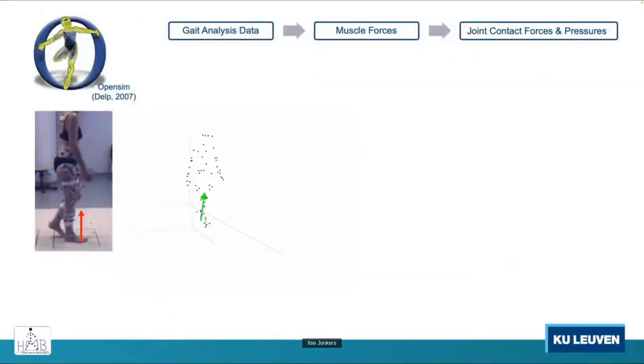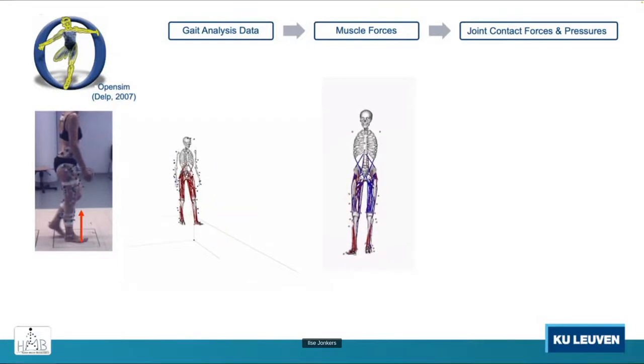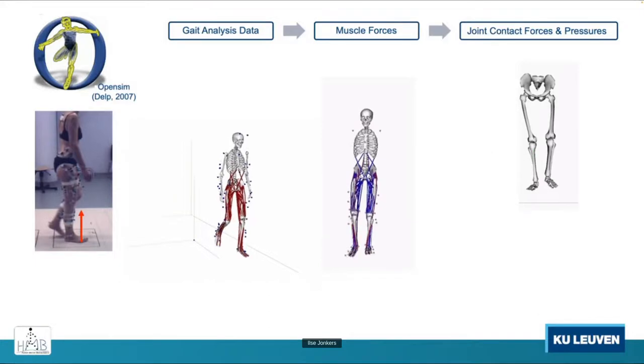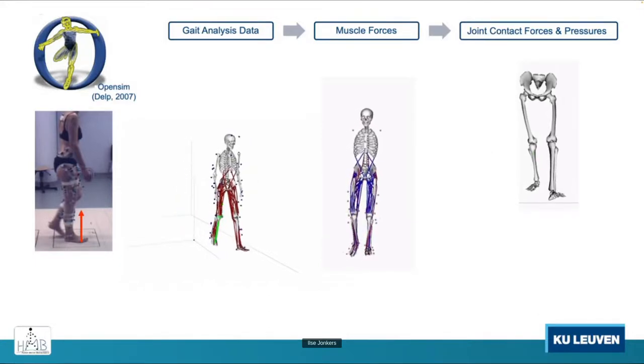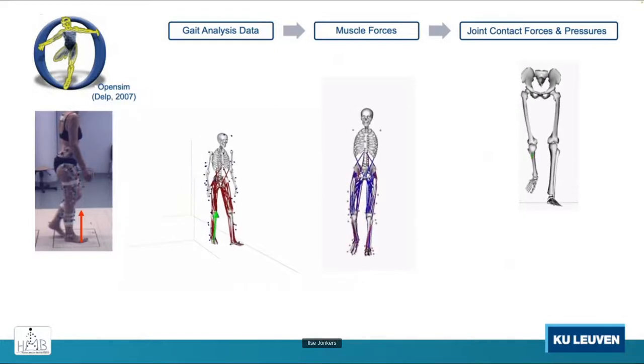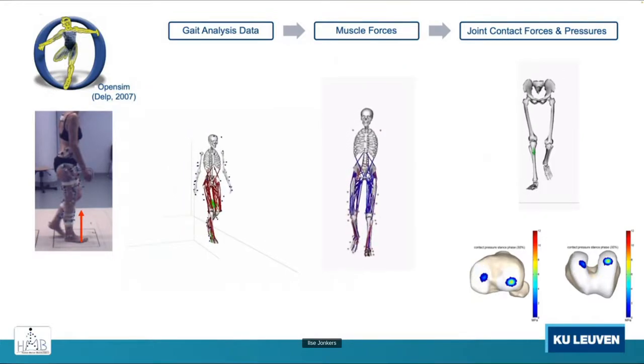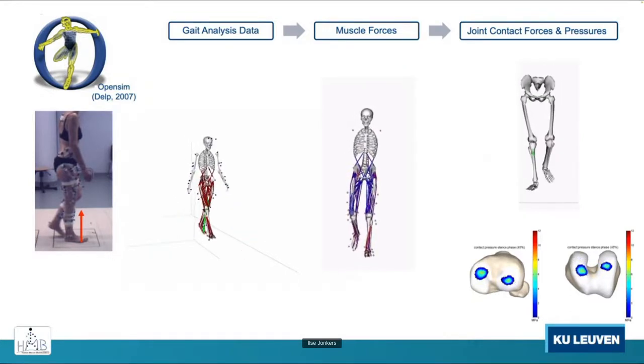Once we have personalized our musculoskeletal model, we couple the 3D marker coordinates and the ground reaction forces to the model to obtain the different degrees of freedom in the model. Using a dedicated static optimization procedure, we then solve the muscle force distribution underlying the observed gait pattern. Based on this, we can then calculate the joint contact forces, as indicated by the green arrow pointing from the knee, and even the contact pressures in the joint. Here you see the changes in magnitude and location of the contact pressure during gait pattern.